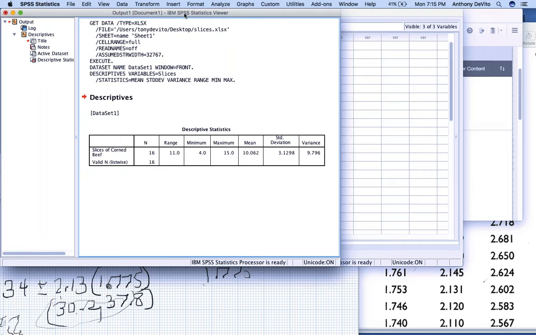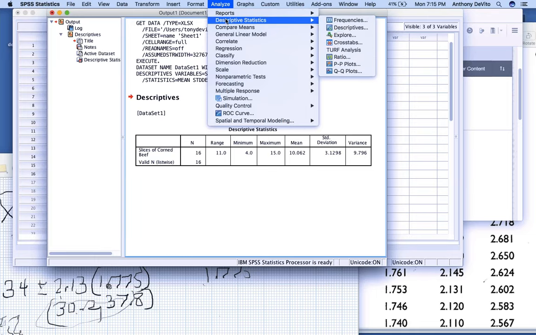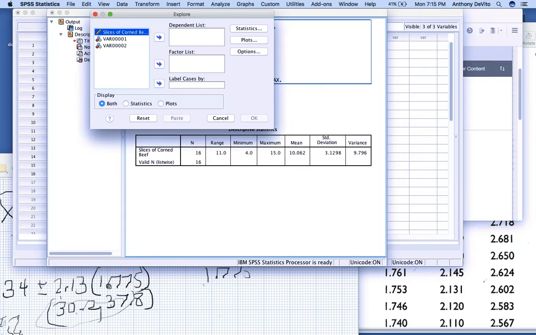I'm going to go back up to Analyze again. Anytime we want an operation done, we're going to go to Analyze. Analyze, Descriptive Statistics. I'm going to go past frequencies, descriptives. I'm going to go to Explore. Explore is going to give us descriptive statistics again, except it's going to give us more different kinds of statistics, and it's going to give us the opportunity to do some other things as well. So I'm going to move slices into the dependent list, right?